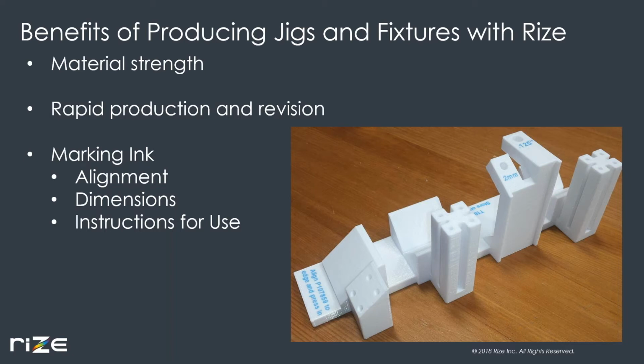A third benefit specific to RIZE is that the marking ink capability can be quite useful for annotating important information on the surface of the jig or fixture. This could include instructions or a datum marking for alignment. It could also include dimension information, such as the insert diameters shown in the image. If a jig is complex to use, marking ink could also be used to attach instructions for its use directly to the device.